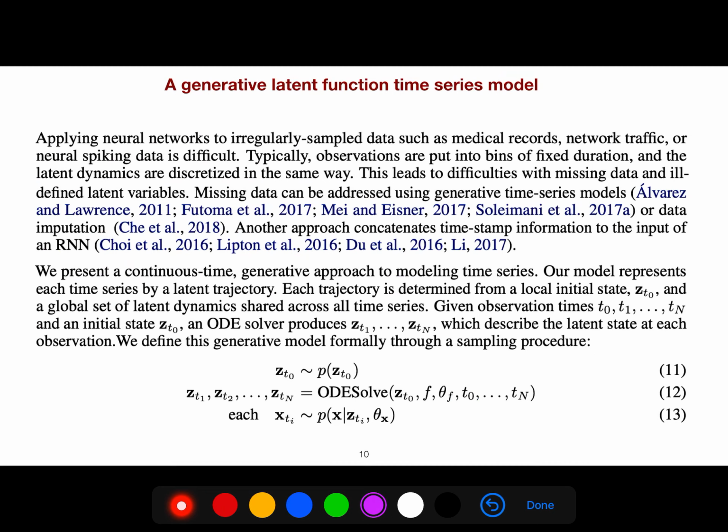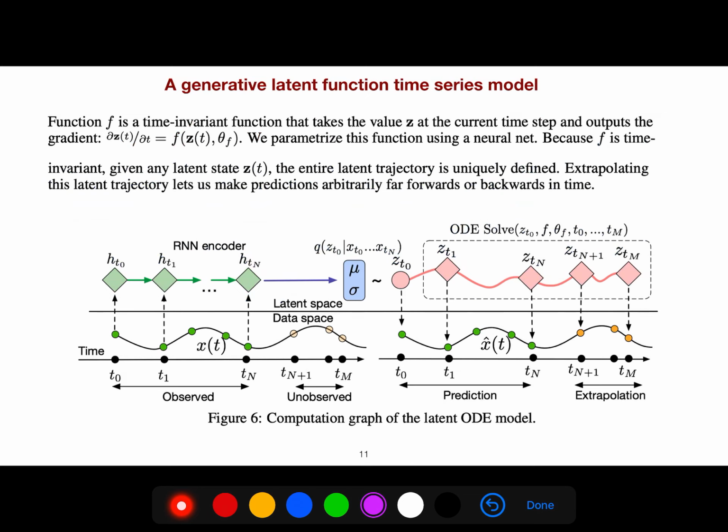And you can use it for time series models or even normalizing flows or even ResNet or any recurrent neural networks and any application. And so you can use it for a generative latent function time series model, which is really interesting.